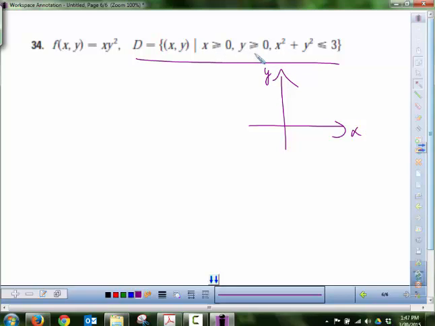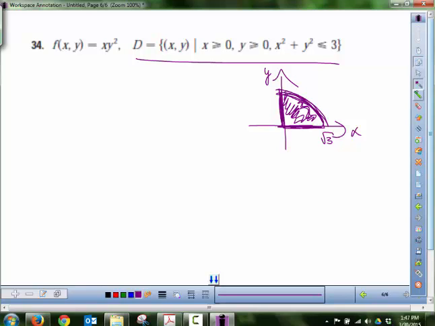And here, x is positive, y is positive, so we know we're in the first quadrant. And then x squared plus y squared is less than or equal to 3. So you have a circle of radius 3, and you're looking at all the points in here. And we also want to include the boundaries. So your absolute maximum and minimum can happen inside of this, or it can happen right on the boundary of this. And that's what we have to check for.